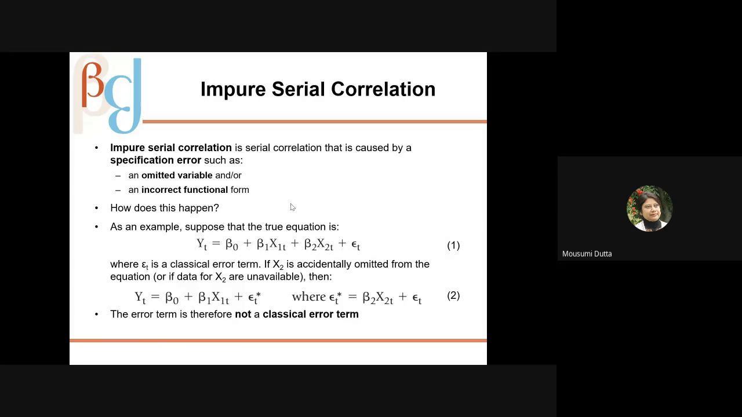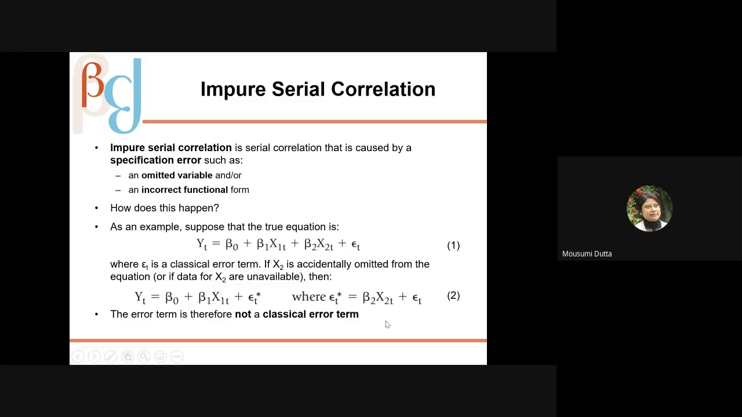How does this happen? Let's consider an example. Y is a function of two explanatory variables. Demand is a function of price and income. Two very important variables. Epsilon t is a classical error. If x2 is accidentally omitted from the equation, or if data for x2 is not available for the time, then a researcher writes the model as yt equals beta naught plus beta 1 x1t plus epsilon t star, where epsilon t star is capturing the effect of x2.